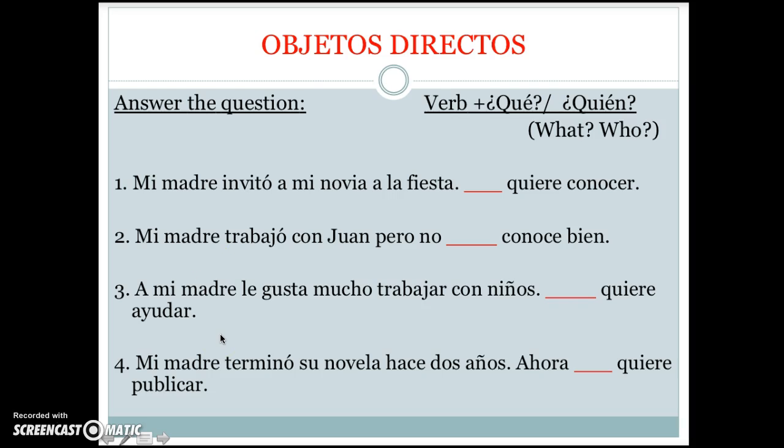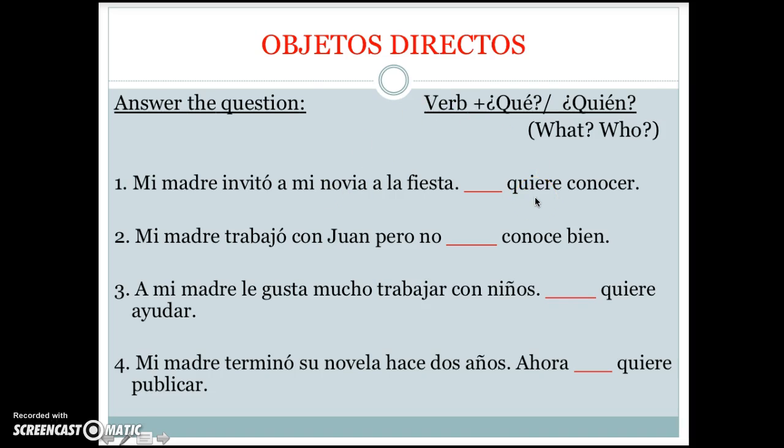With objetos directos, first, the most important thing is you need to know what a direct object is. How do you identify the direct object of the sentence? Well, you go to the verb. In this example, mi madre invitó, she invited, here's our verb, and you ask these questions. She invited what? She invited who? Can we answer that question? Ella invitó a mi novia a la fiesta. Yeah. Mi novia es el objeto directo, my girlfriend.